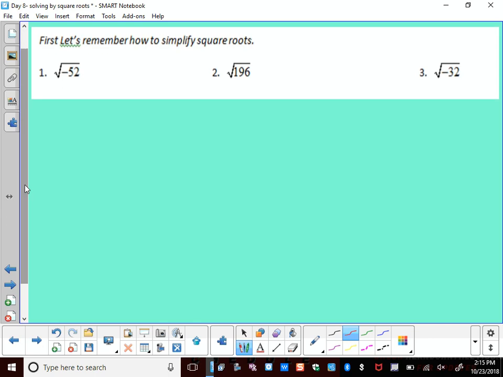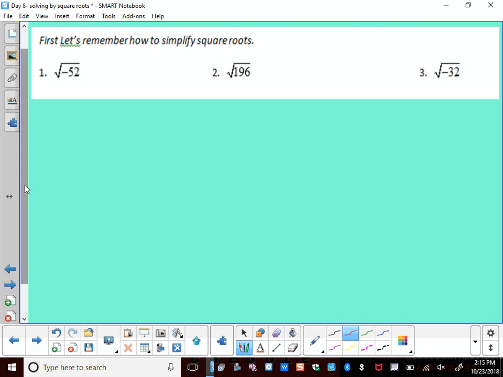If you put in your calculator the square root of negative 52, what do you get? Open your calculator. 7.2 decimal. Okay, so we get a decimal. That's not what we want. We want to simplify this. I get 7.2 something i. Right, that's because your calculator is already set in a plus bi mode from the other day, which is fine. What that means is I need to do the factor ladder.